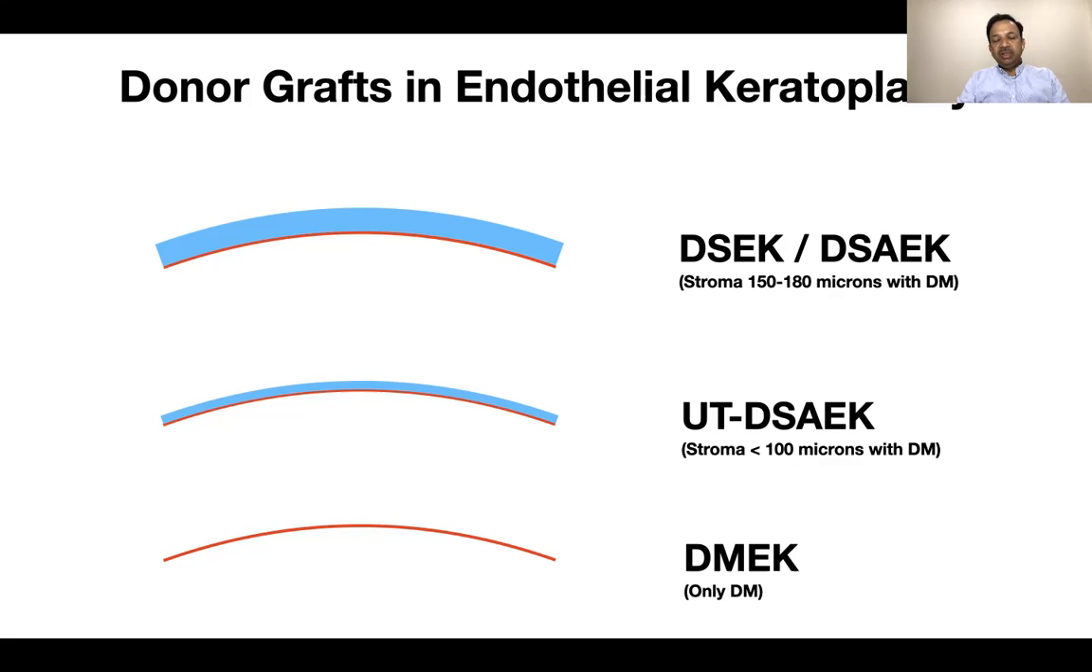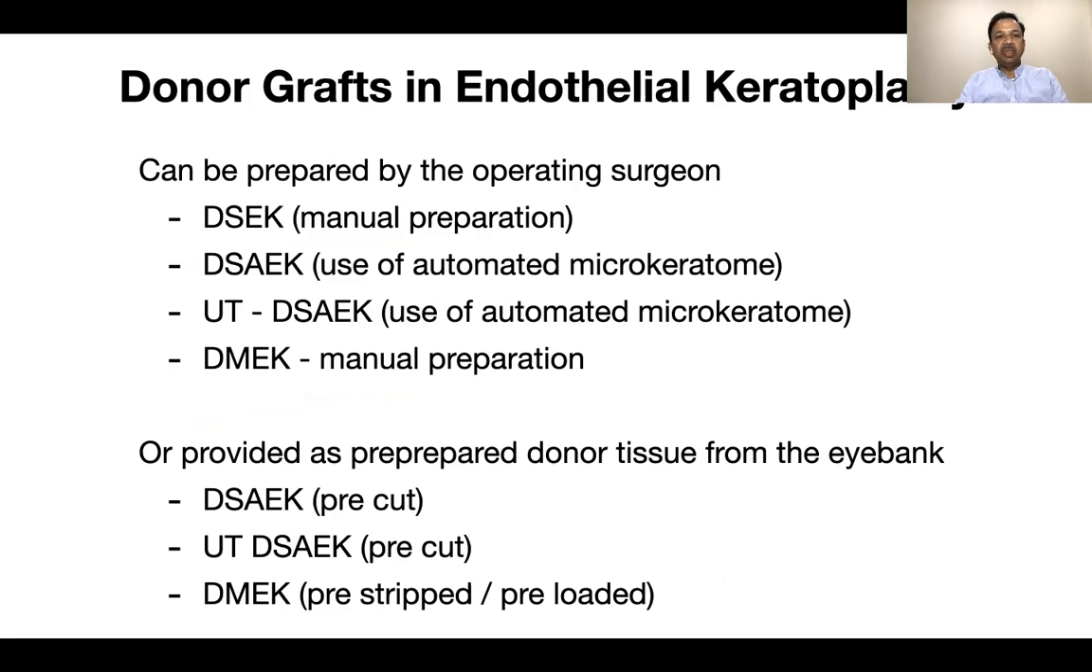DMEK is basically just the Descemet membrane along with the healthy endothelium, and this is prepared by stripping the Descemet from the donor corneoscleral rim. The donor grafts can be prepared by the operating surgeon. DSEK requires a manual preparation. DSAEK and ultra-thin DSEK require the use of automated microkeratomes with various heads, which can cut depths from 250 microns all the way up to 400 microns. DMEK requires a manual preparation.